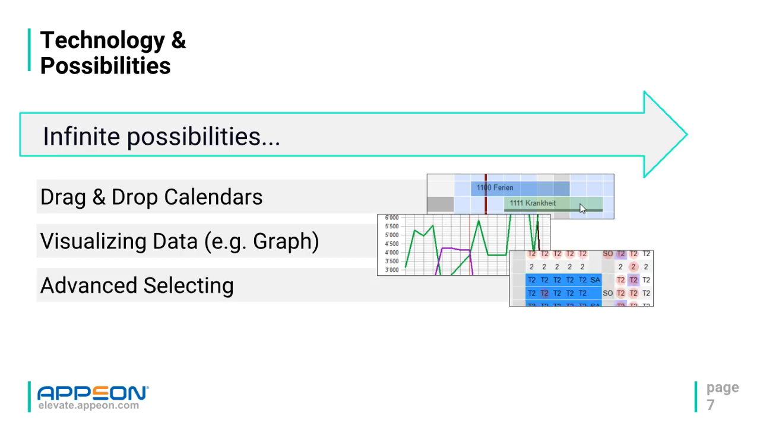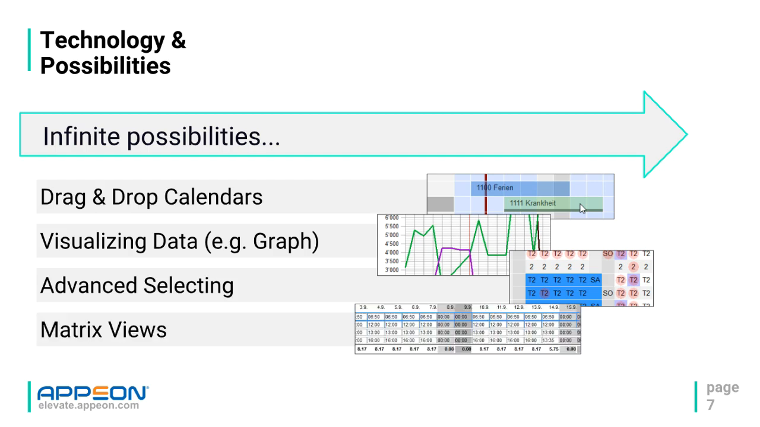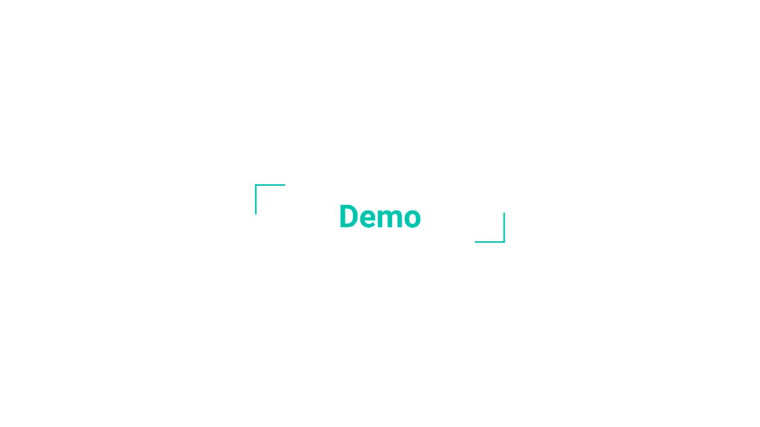Then advanced selecting. I've done stuff like that with a shift calendar. I'm going to give some information about that in my next presentation tomorrow morning at 9 a.m. And matrix views, which use pretty much the same technology for recording data like a crosstab, but in a way you can actually use it. That's the main part of tomorrow's presentation, if someone's interested in that. Okay, let's get to the demo.